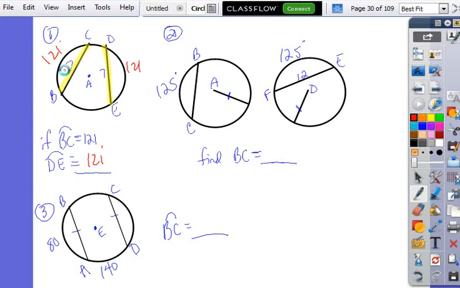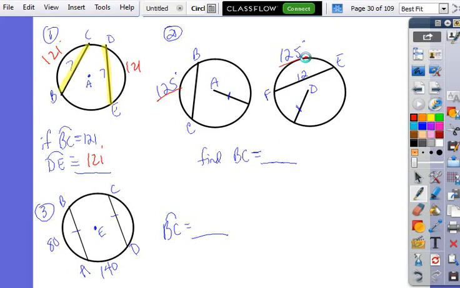All right. The second one, which rule is it? The third. No, it's the same as the first. If the arcs are the same on the outside, then the chords have to be the same on the inside.